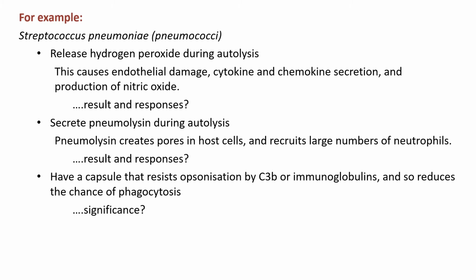Pneumococci also have a capsule that resists opsonization by both C3b and antibodies, immunoglobulins. This is going to reduce its chance of phagocytosis. In terms of significance, just think about that. This is going to be a lot harder to clear up through phagocytosis, one of our key defense mechanisms. If you can't phagocytose it, it's also going to be very difficult to produce antigen-presenting cells.